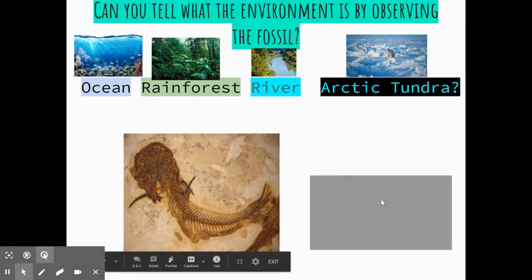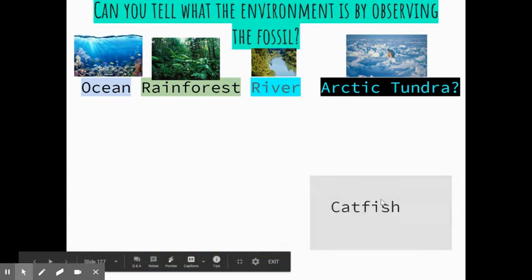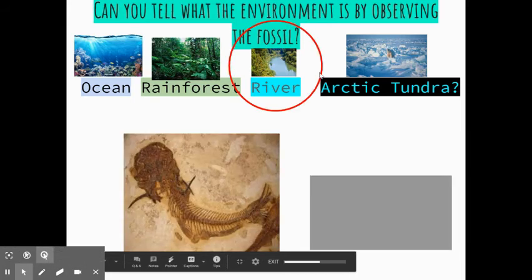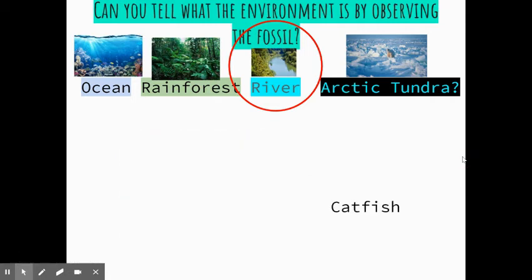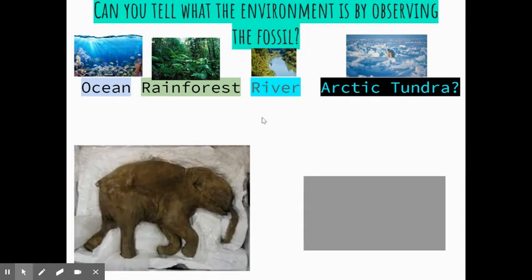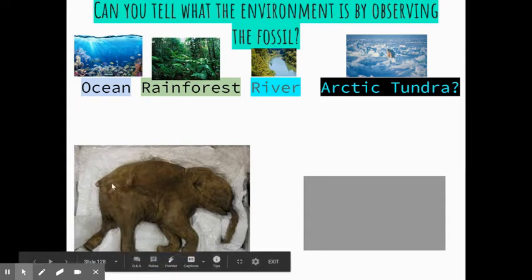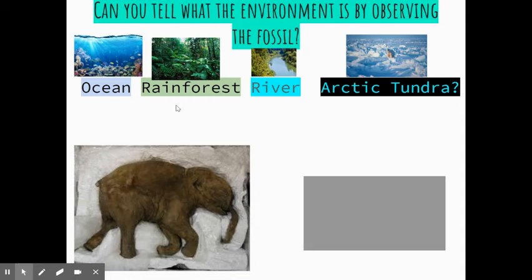Well, this fossil is a catfish. And you usually find catfish in a river. So river is the correct answer. All right, the next one we're going to look at is going over there. Okay, can you tell me where would this fossil have come from? The ocean, rainforest, river, or Arctic tundra?